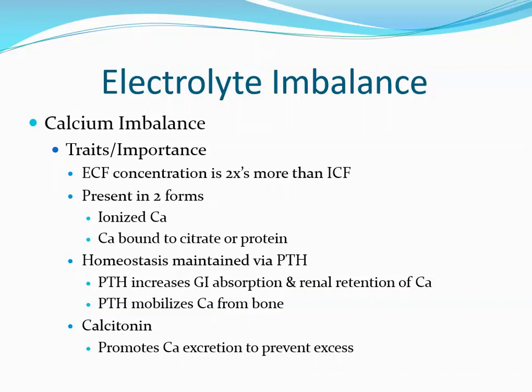Homeostasis for calcium is maintained via 2 hormones. The first is parathyroid hormone. Parathyroid hormone will stimulate the GI tract to increase the absorption of calcium. And it also stimulates the kidneys to retain calcium. And it also mobilizes calcium from our bones. The other hormone is calcitonin. Calcitonin promotes calcium excretion to prevent excess. So these two hormones work together to maintain balance.